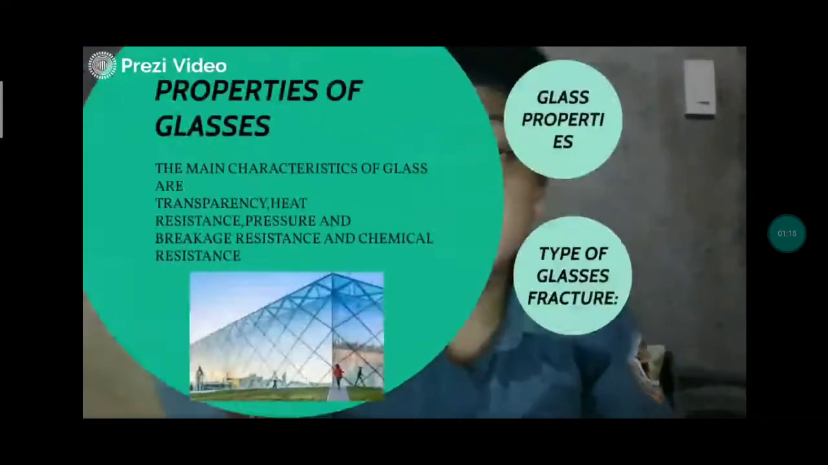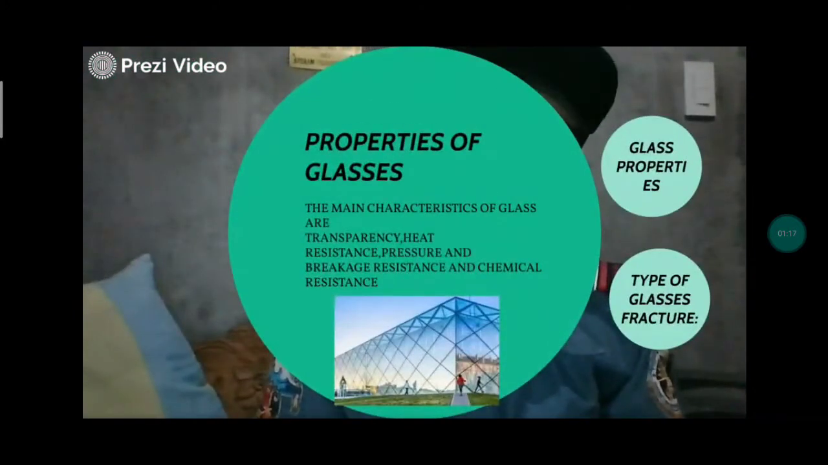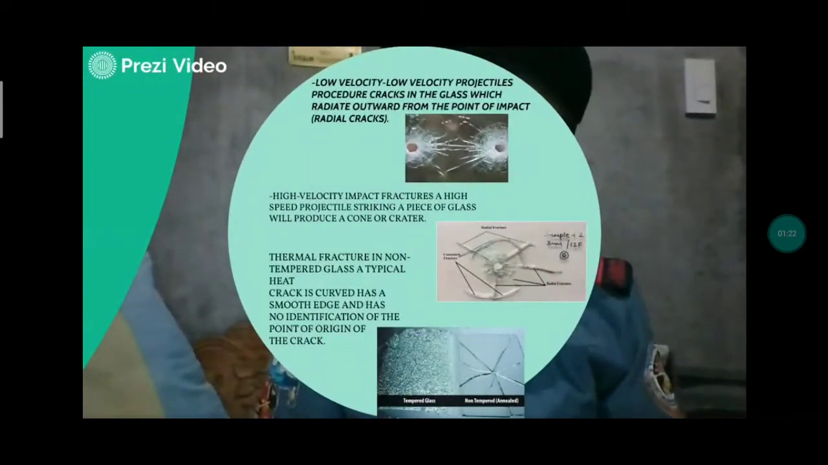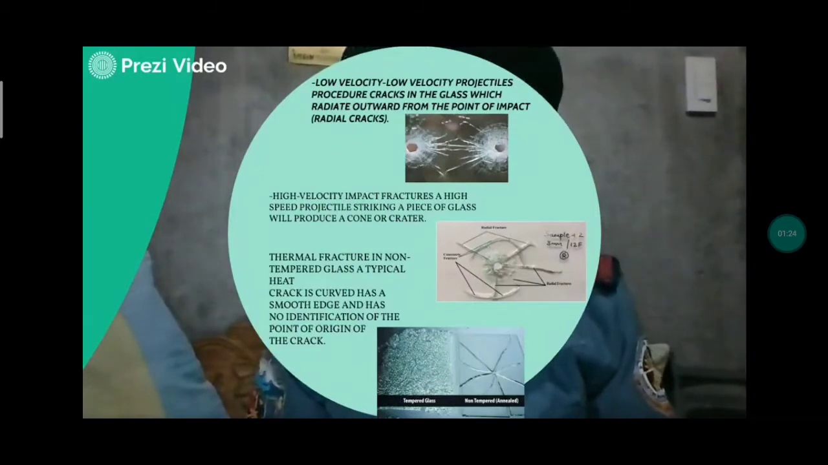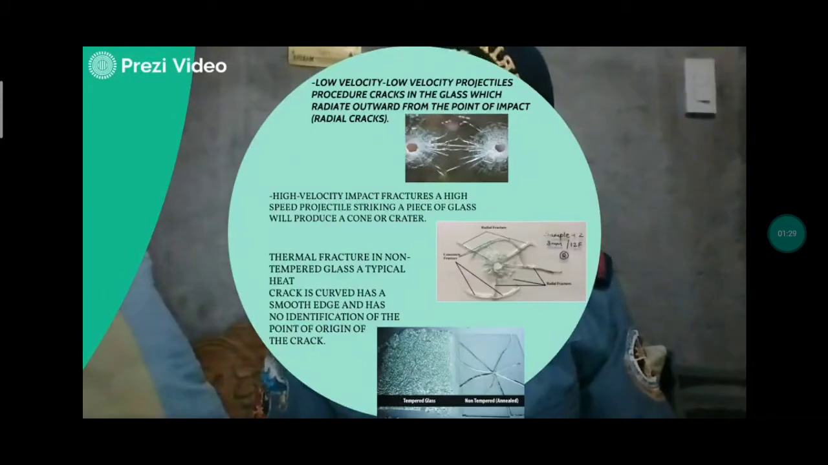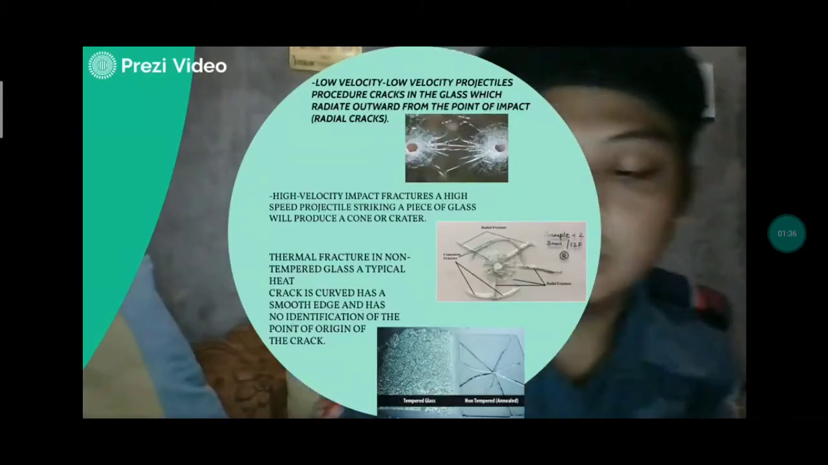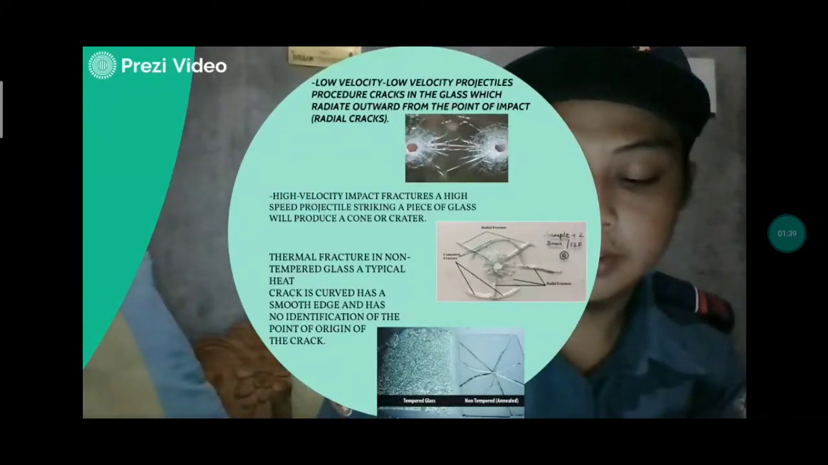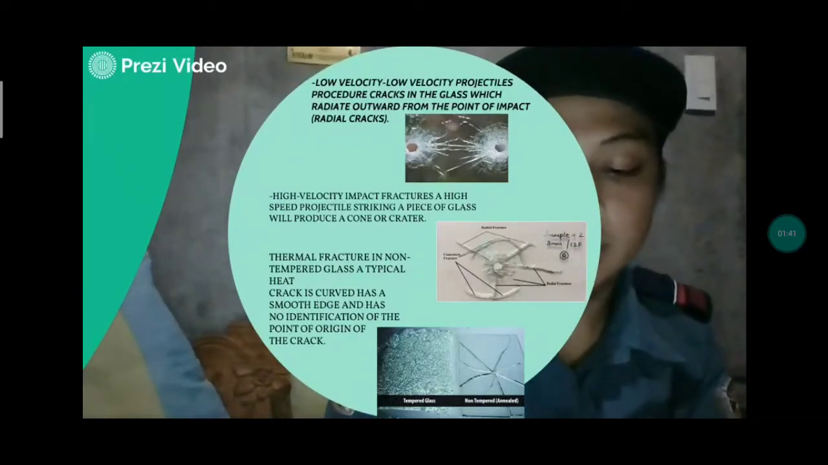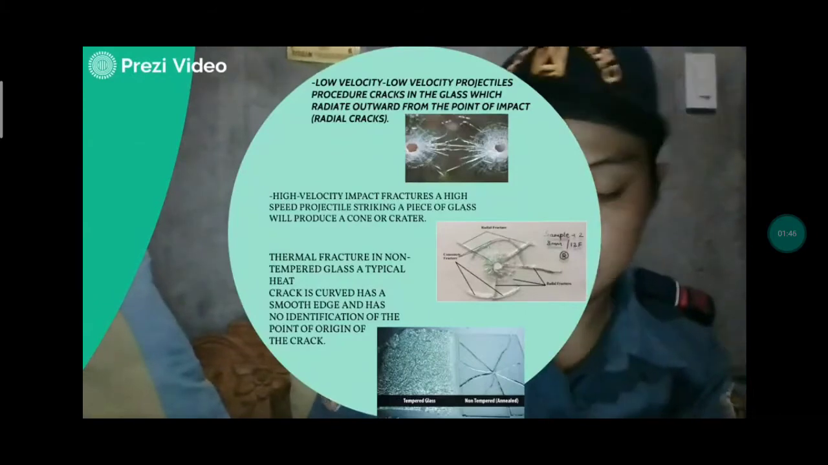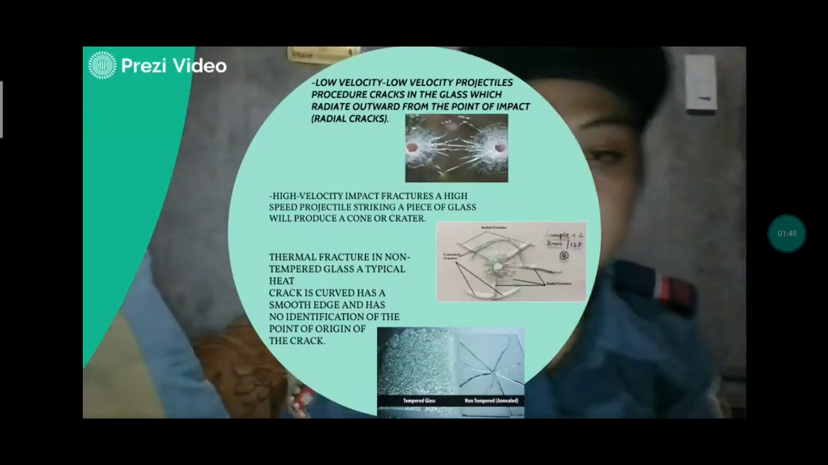Types of glass fracture. Low velocity. Low velocity projectiles produce cracks in the glass which radiate outward from the point of impact. A low velocity bullet hole would exhibit more shattering around the hole, and the hole may be irregular in shape.